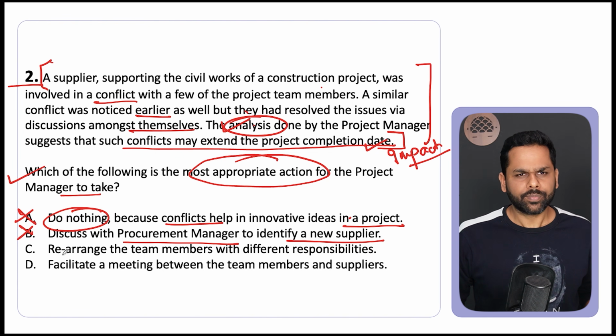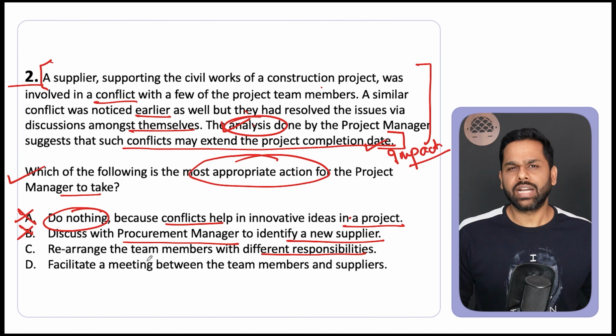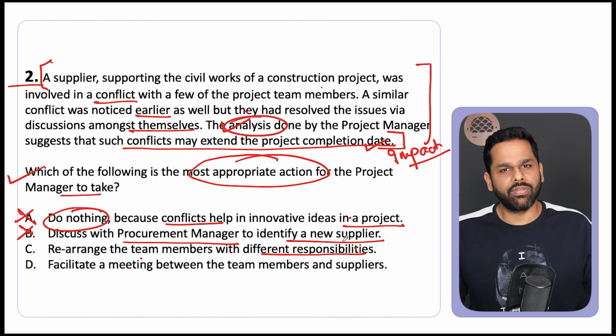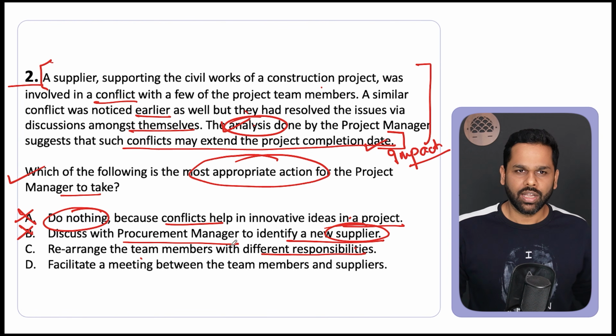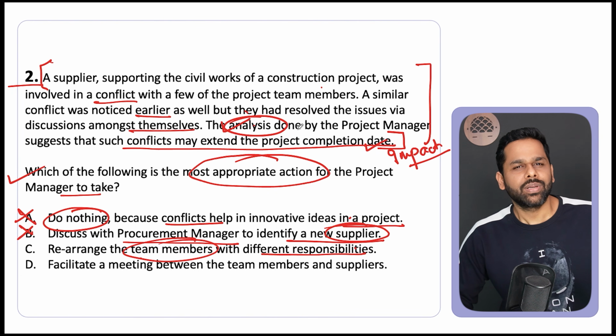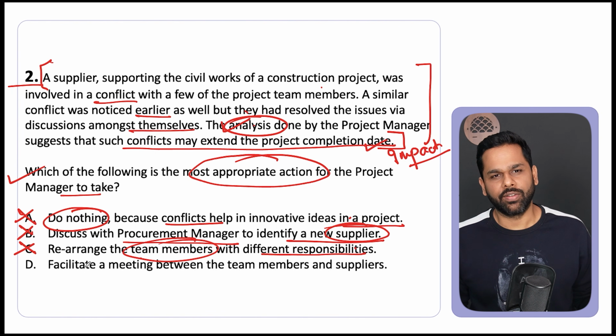Let's go to C. Rearrange the team members with different responsibilities. Now you must have seen it already. Again, a decision that will rearrange the team members with different responsibilities. In option B, we are saying the supplier is at fault. In option C, we are saying team members are at fault. Where has that information been given in the question for us to select that? So we can eliminate C as well. So what is the last option left?